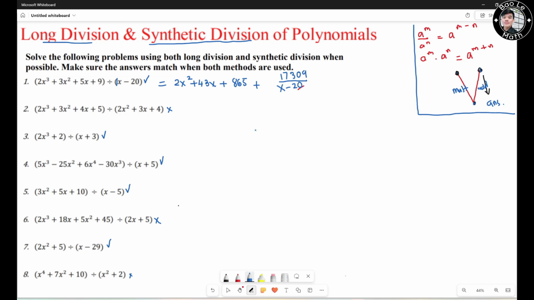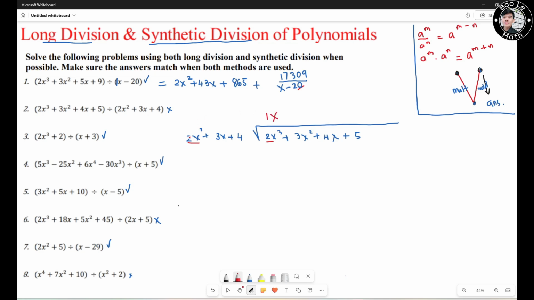Alright, so 2s cubed plus 3s squared plus 4s plus 5 divided by 2s squared plus 3s plus 4. So 2 divided by 2 is going to be 1. S cubed divided by s squared is going to be s. So it can be 1s.